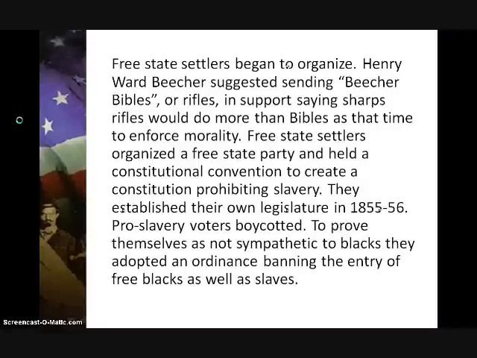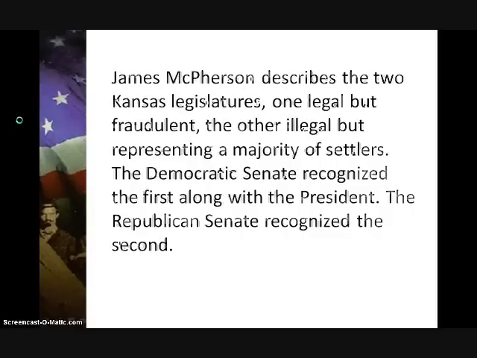These free state settlers established their own legislature in 1855-1856. Pro-slavery voters boycott. To prove themselves that they are not sympathetic to blacks, they adopted an ordinance banning the entry of free blacks as well as slaves. So despite the fact that they wanted to be a free state, they didn't want to show themselves as sympathetic. So they're hoping to try to minimize the tension at least a little. So now we have 2 constitutions in Kansas, and the question is going to be, which one's legitimate?